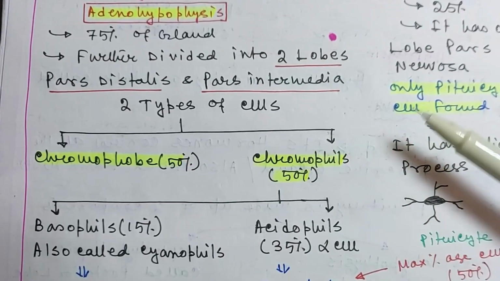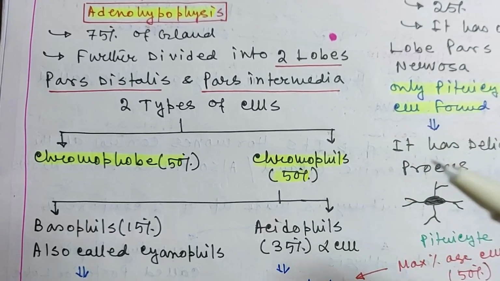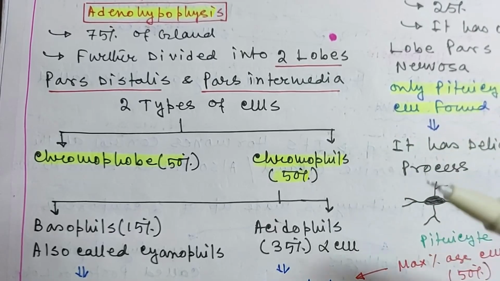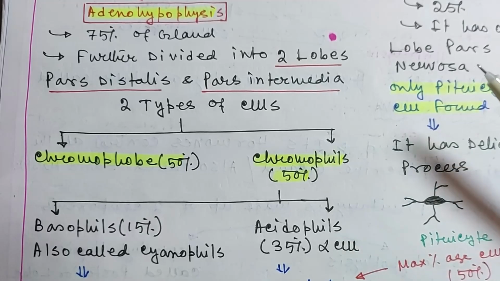This is all about the histology and origin of the pituitary gland. In the next video, we will discuss the different types of tropic hormones which are secreted from the adenohypophysis.